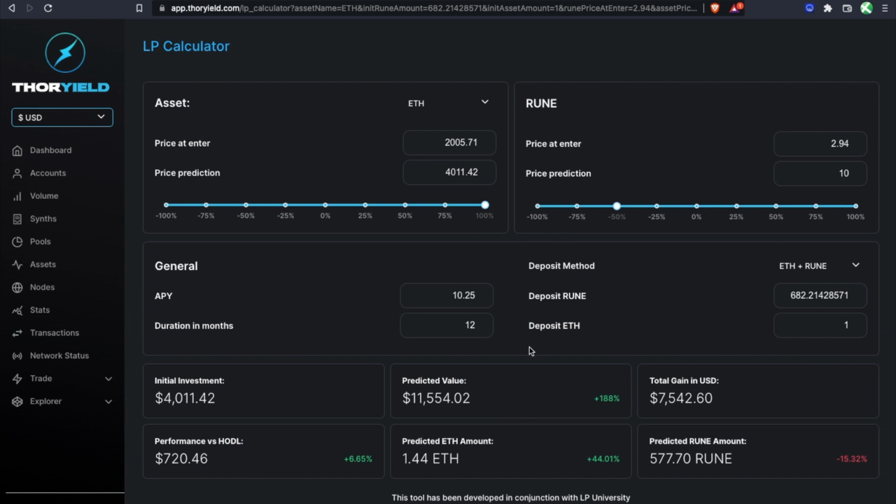Definitely would suggest playing around with this before you enter any liquidity pool positions. And when you understand what you're getting into and you want to add to liquidity pools, you can do that on THORSwap. And we do have separate videos showing you step by step how to do that.